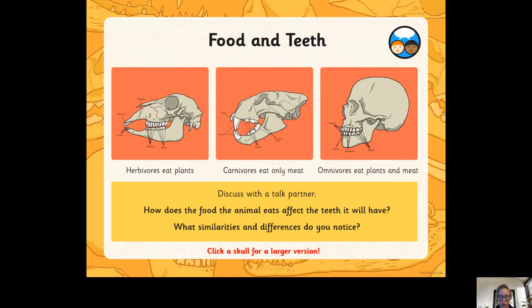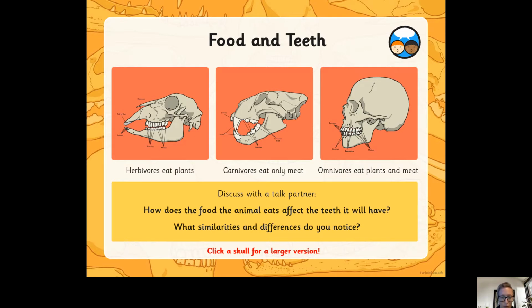Now, obviously we can't talk with our partners, but you could have a think about how does the food the animal eats affect the teeth it will have? What similarities and differences do you notice? So looking at those 3 pictures now, they've all got teeth. They've actually all got incisors and molars. No, kind of, not really. They all have front teeth, back teeth. But what is different about them? What is the same about them? Pause it now and have a little think about that.